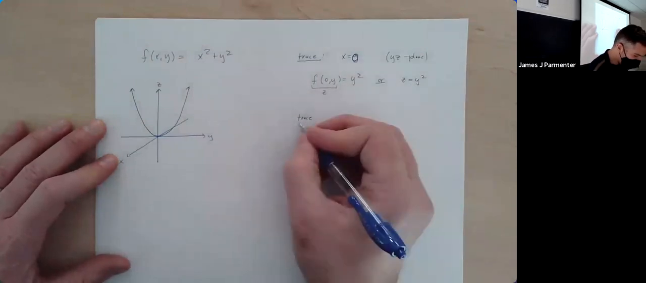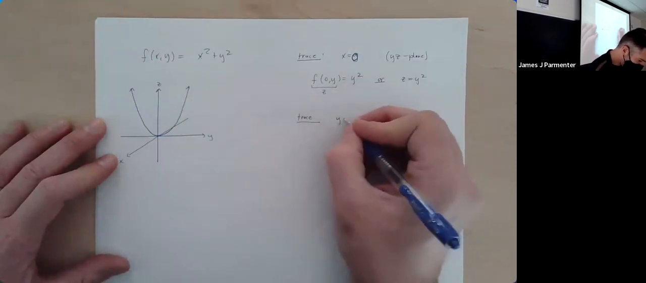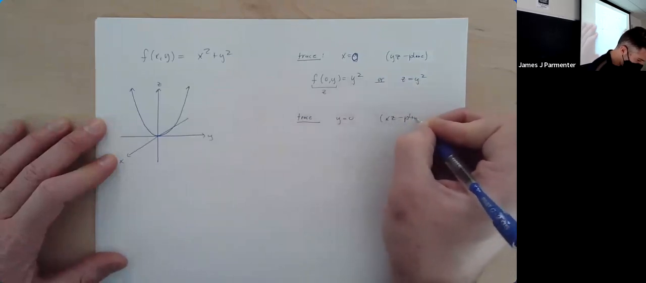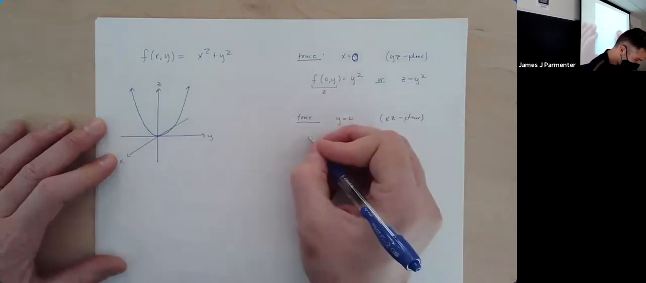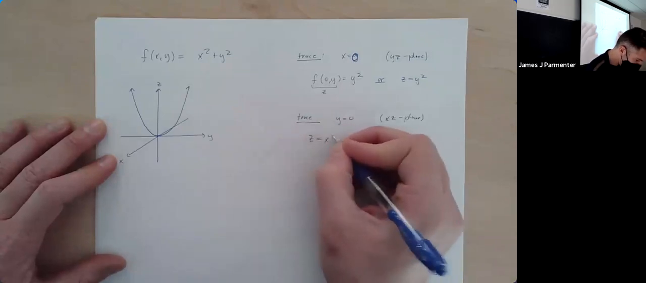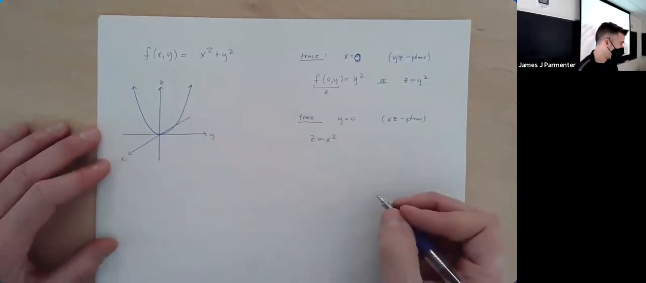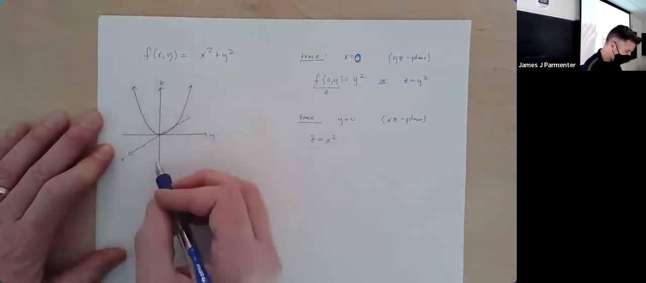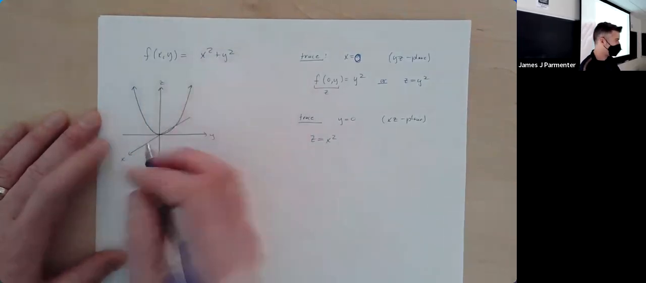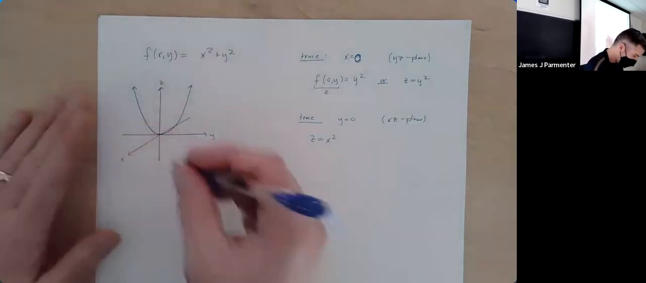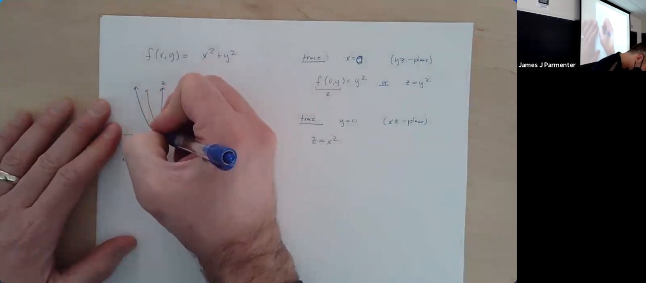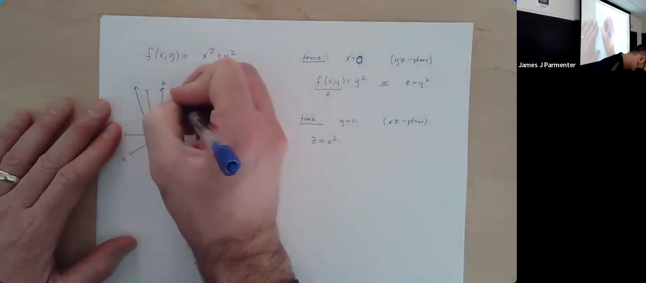And then if we look at the trace when y equals 0, which is going to be in the xz plane, we're going to get z equal to x squared, which is also an upward opening parabola, but instead of the yz plane, it's in the xz plane. So it kind of looks like it's coming out towards you, which I'm less good at drawing, but I'll do just fine here.